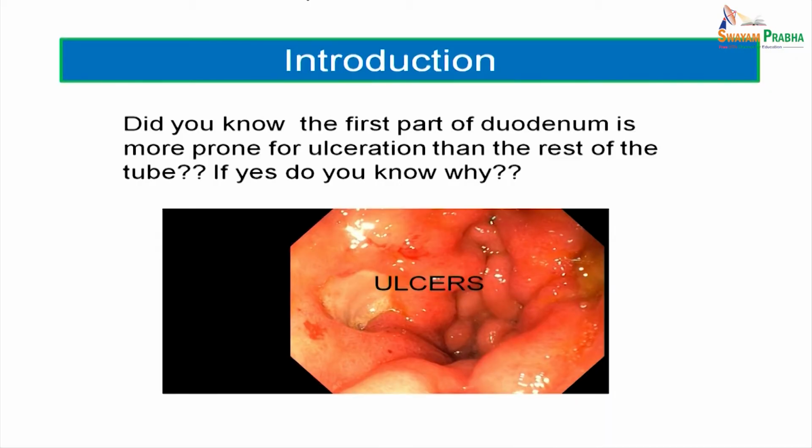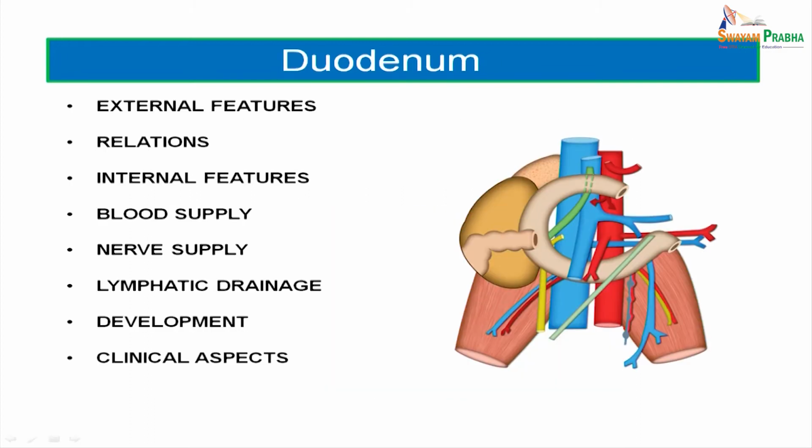So we will find the anatomical basis as to why the first part of the duodenum is more prone for ulceration than the rest of the tube. Today's session will be handled under the following headings. First, we will look at the external features, the relations, the internal features, the blood supply, nerve supply, lymphatic drainage, a few words about the development, and we will summarize with the clinical anatomy.